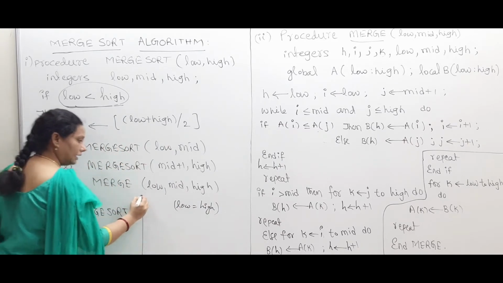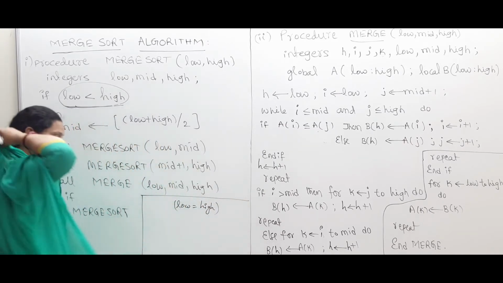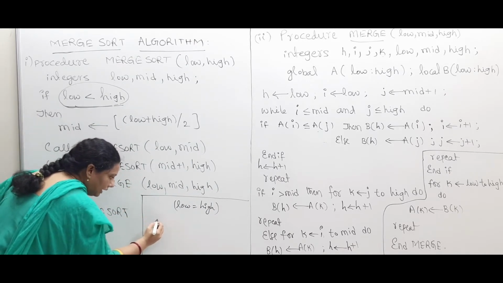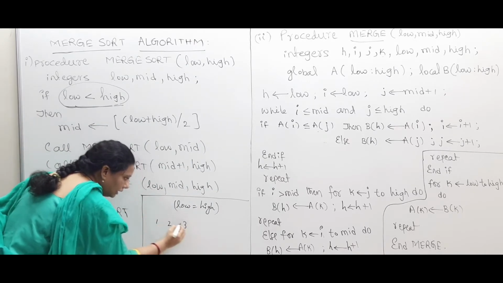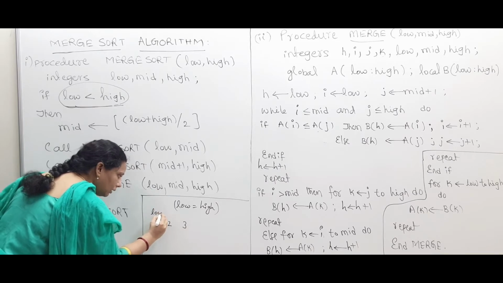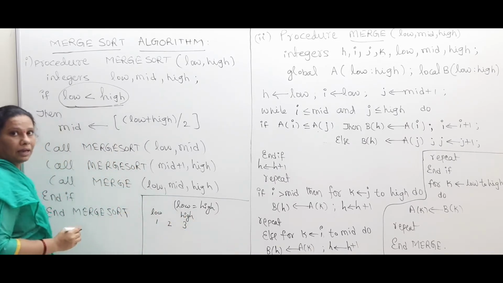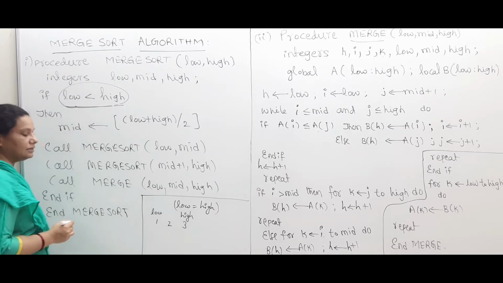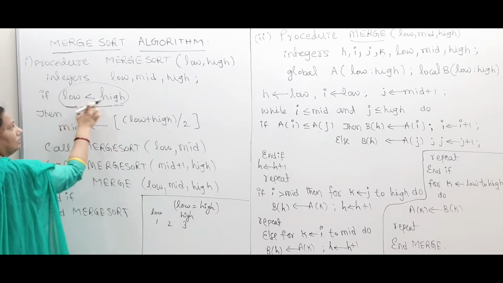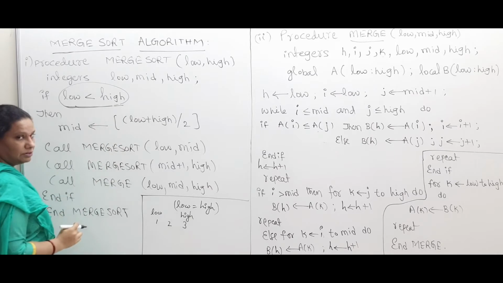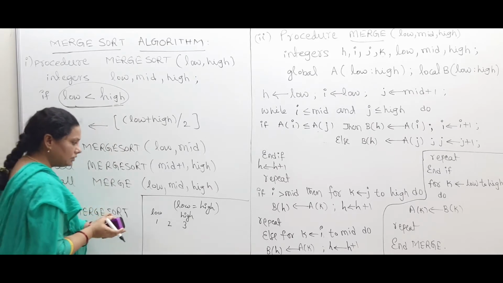If low is less than high, we have more than one element in the subgroup. When is this condition going to fail? When your low becomes equal to high, I am not going for the subdivision. Why? Let me take one example. If I have 3 elements, 1, 2, 3, this is my low, this is my high. Does it have more than one element? Yes. Then low is less than high, go for the subdivision.